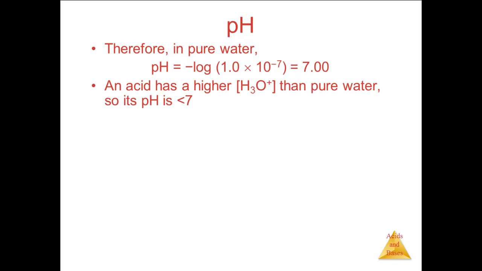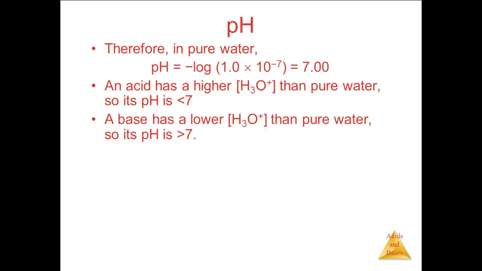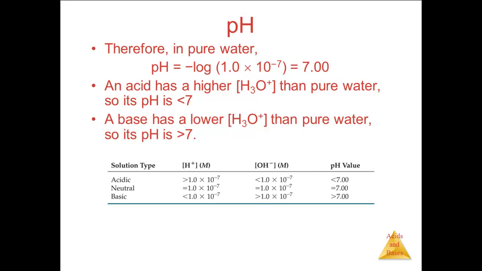An acid has a higher concentration of H3O+ than pure water, so its pH is less than 7. A base has a lower concentration of H3O+ than pure water, so its pH is greater than 7. So an acidic solution has a pH less than 7, a neutral solution has a pH equal to 7, and a basic solution has a pH greater than 7.